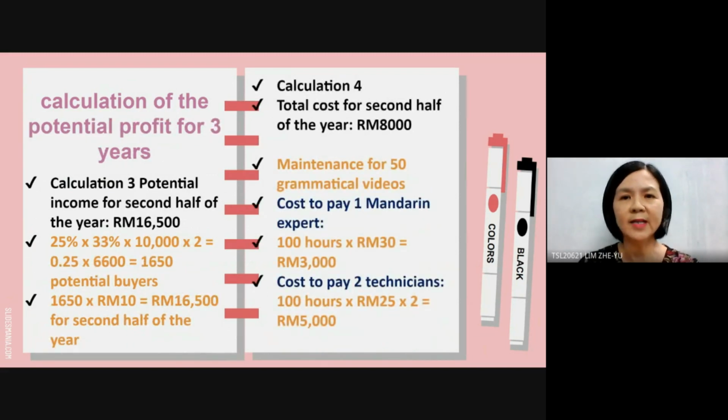And for the second half of the year, the potential income is lesser at around 70,000 ringgit, as we have to exclude 2/3 of 20,000 learners because they are the existing students who had made decision either to buy the product or not in the earlier semester. In calculation 4, total cost for second half of the year also been reduced to 8,000 ringgit for the cost of maintenance for 50 grammatical videos.